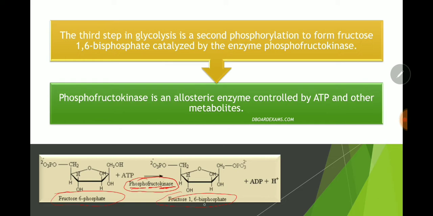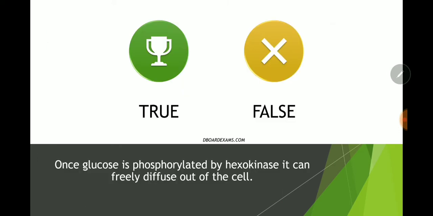Remember it's 1,6 because when they ask you where the phosphates are on fructose 1,6 bisphosphate, it means the phosphates are on the first carbon and the 6th carbon. The first carbon is this one: 1, 2, 3, 4, 5, 6. This is a phosphate group attached to carbon number 1, and this phosphate group is attached to carbon number 6. So it's called fructose 1,6 bisphosphate. What enzyme adds a phosphate group onto fructose 6 phosphate? It is phosphofructokinase.